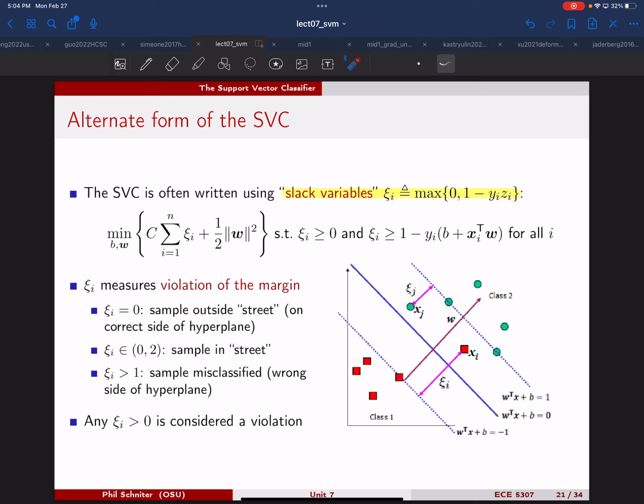There's a nice interpretation of these slack variables. They're measuring what I would call violation of the margin. So let's say we're in this blue class. This is the good place to be over here, right? If you're over here, then xi i will be 0. So xi i equals 0 means the sample is outside the street on the correct side of the hyperplane. Now, for a sample right on the boundary, or anywhere between here and here, xi i starts at 0, goes up to 1, and then xi i can be even greater than that as this point moves farther and farther on the wrong side of the street. So these things are measuring directly how far each training sample is away from this good side of the street, if you will.